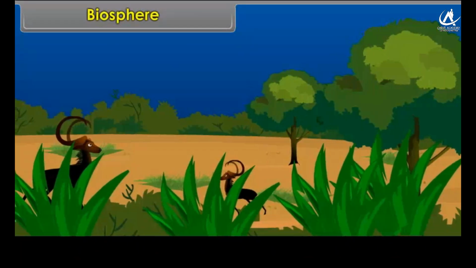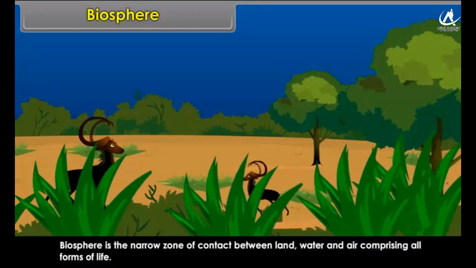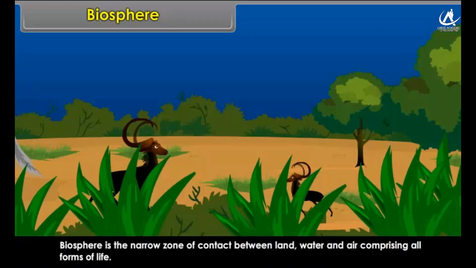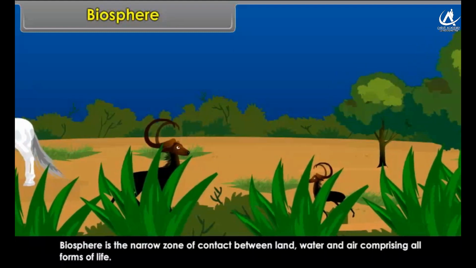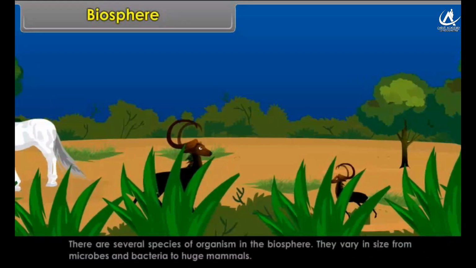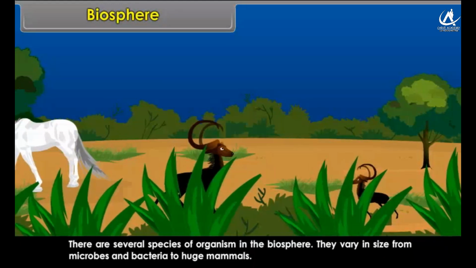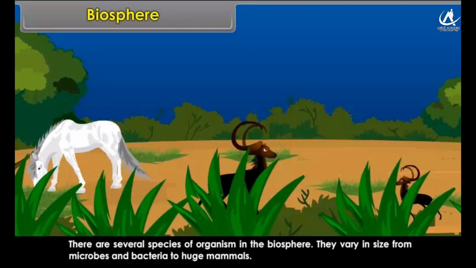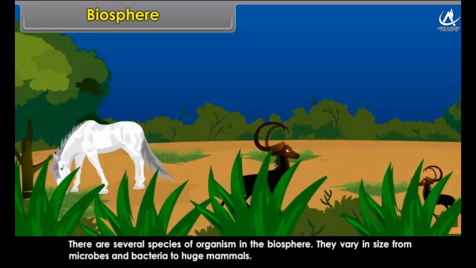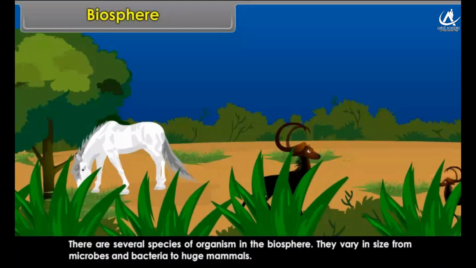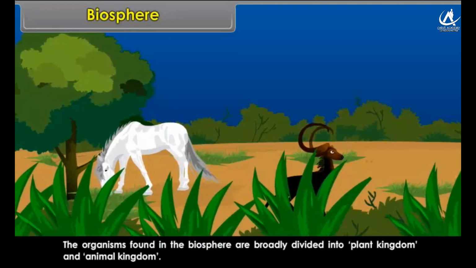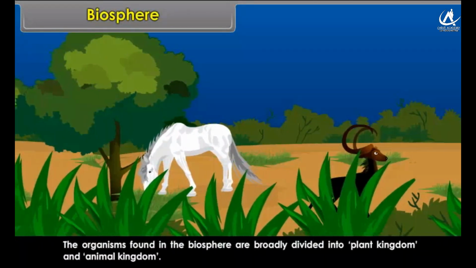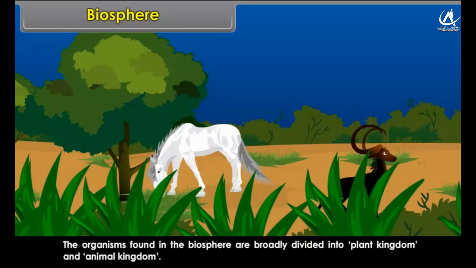Biosphere. Biosphere is the narrow zone of contact between land, water and air comprising all forms of life. There are several species of organisms in the biosphere. They vary in size from microbes and bacteria to huge mammals. The organisms found in the biosphere are broadly divided into plant kingdom and animal kingdom.